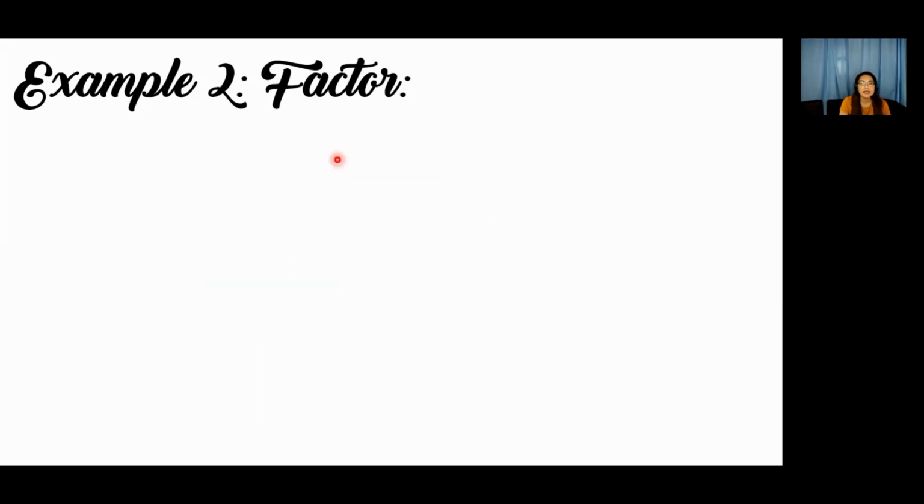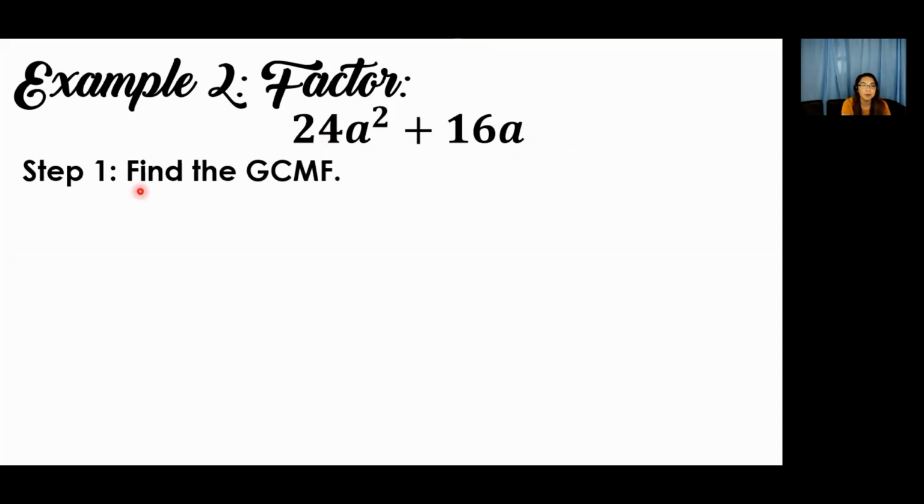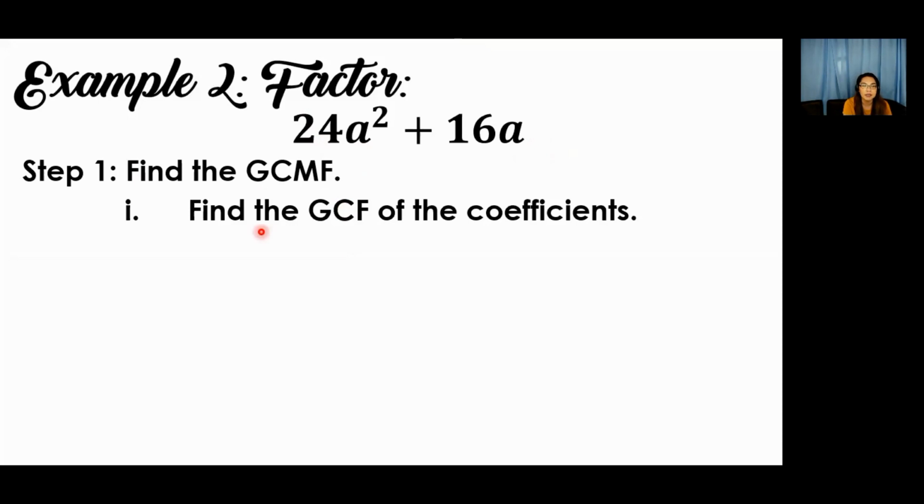Next. So, let us have example number 2. 24a squared plus 16a. So, this is an example of a binomial. That means a polynomial having two terms. So how are we going to factor out? It's GCMF. So we have the step number 1, find the GCMF. And under this step, meron tayong 3 process na kailangan sundin. And the first one is to find the GCF of the coefficients. So when we say coefficients, yun po yung constants. So we have 24 and 16.